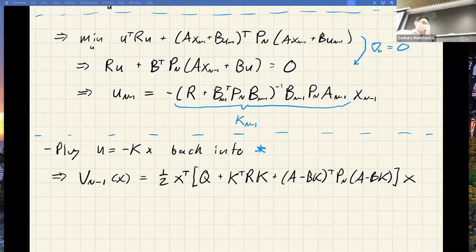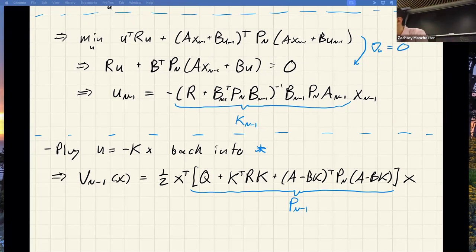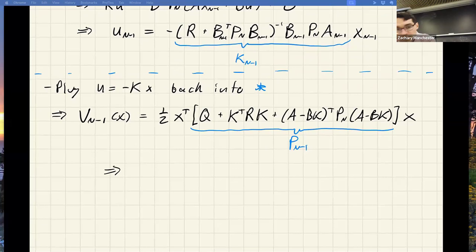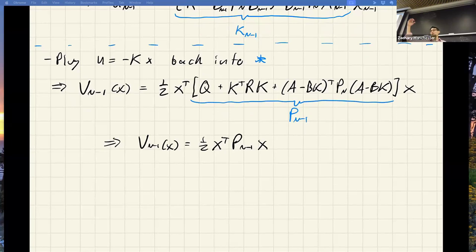And what do you know? So this is now V_{n-1}. Look at it. Some giant matrix times x, and we're going to call that giant matrix in the middle P_{n-1}. Starting to look very familiar. So now we've got V_{n-1} of x equals 1/2 x transpose P_{n-1} x. Now, like we've seen before, we've got this recursion for K and P. We start at time N, get some K_{n-1}, P_{n-1}, now we bootstrap and we keep going all the way back to time zero.